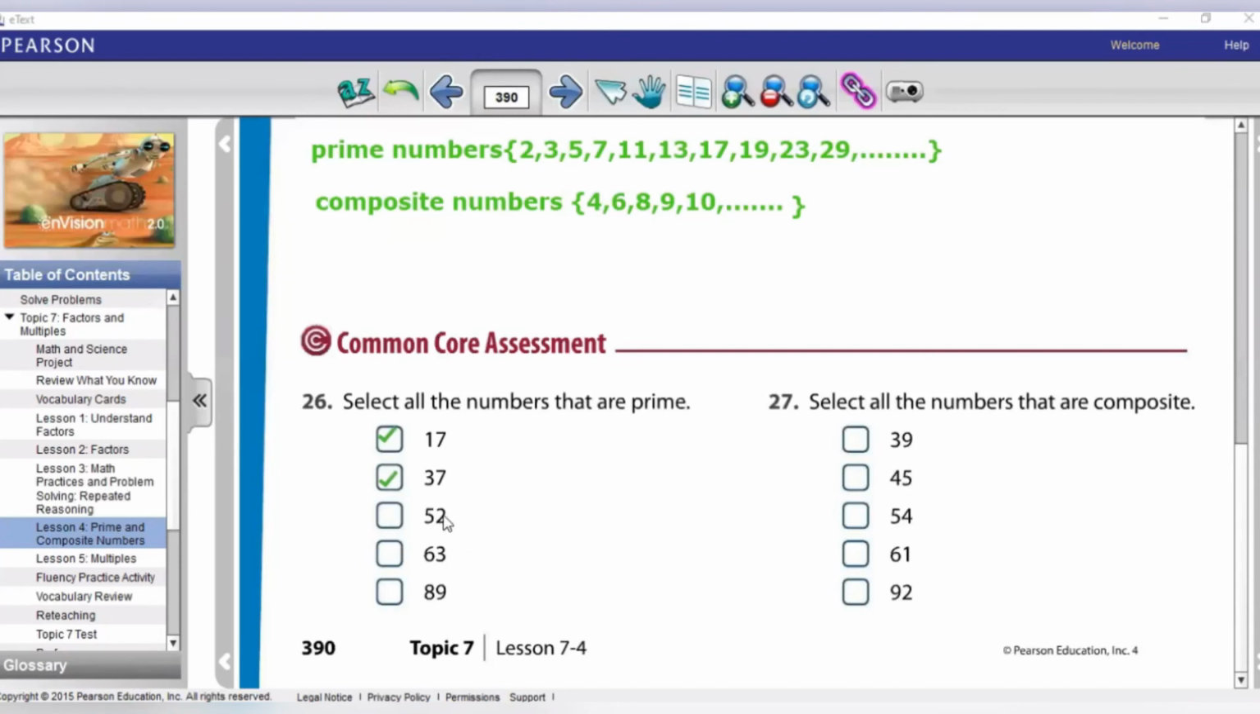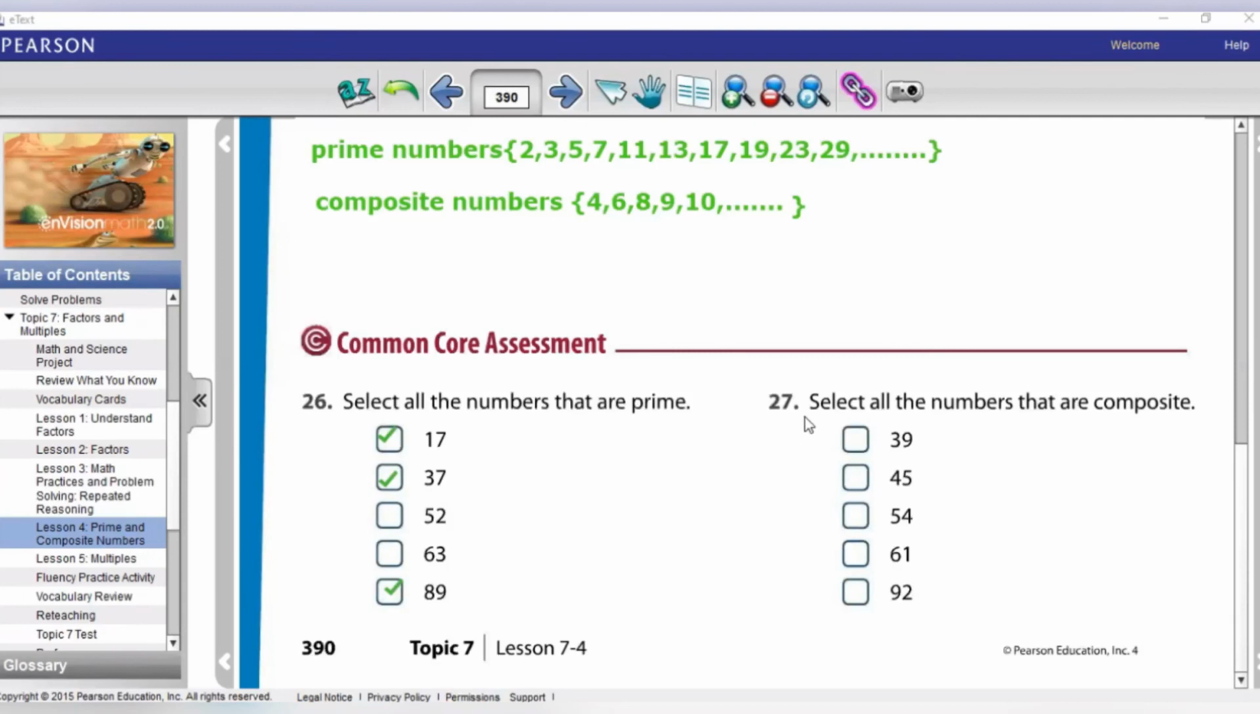52 is an even number, so 2 is a factor of 52. 63 is not a prime number because 63 is divisible by 3. If I add the digits of 63, it gives me 9, and 9 is divisible by 3, so the whole number 63 is not prime. 89 is a prime number. It has only 2 factors, 1 and 89 itself.